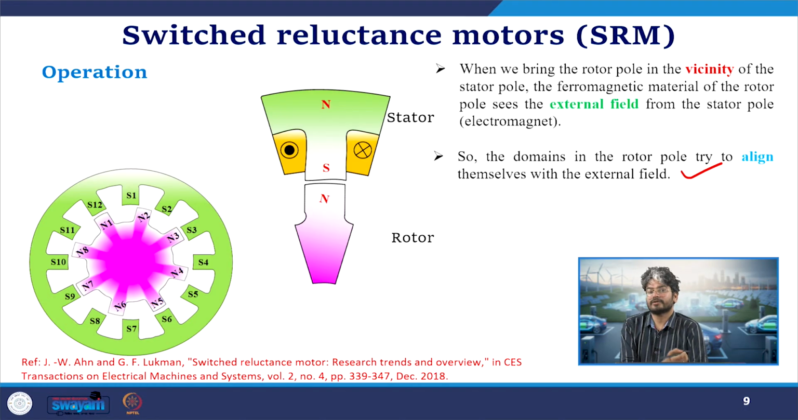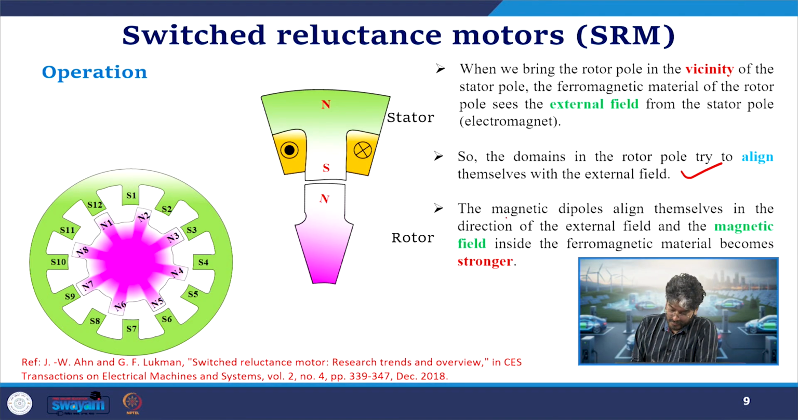So, in turn we will get an establishment of a magnetic pole, and ultimately our rotor will get magnetized. The magnetic dipoles align themselves in the direction of the field, and the ferromagnetic material will be developing a stronger and stronger magnet, and because of that we will generate a force, or tendency, for them to align themselves such that reluctance becomes minimum, or the flux can easily flow from the rotor side of the circuit to the stator side of the circuit. This is the basic operation of our SRM.